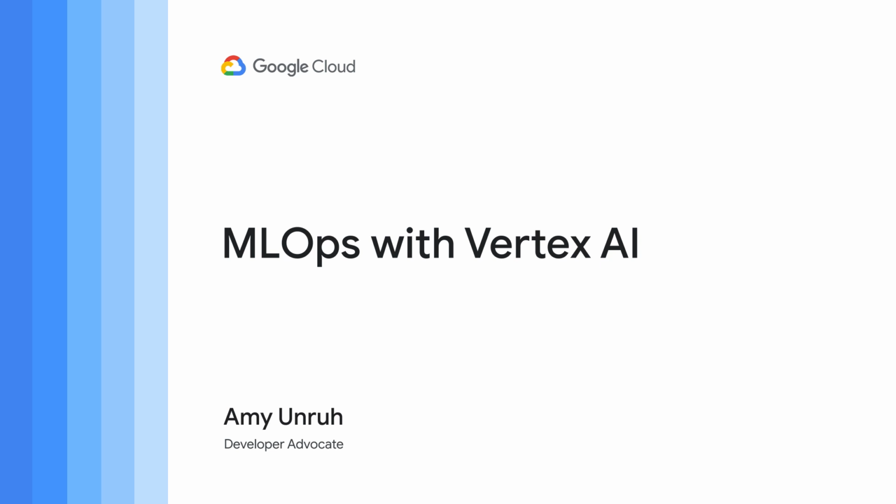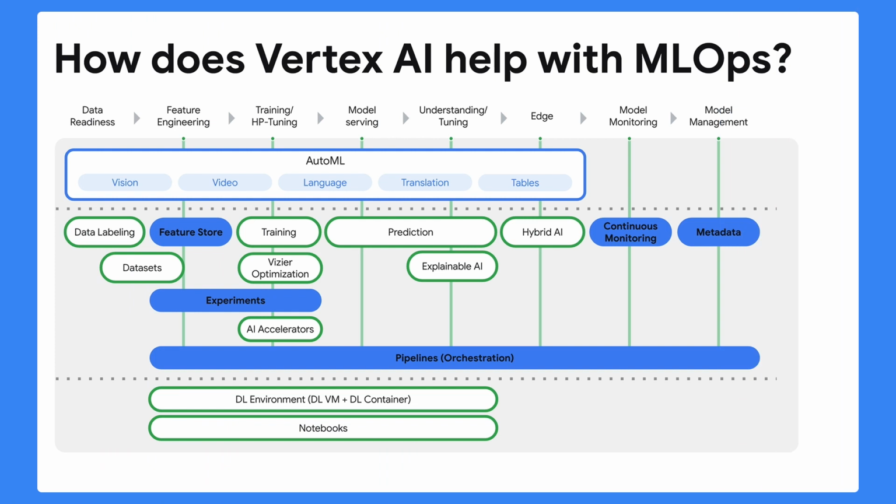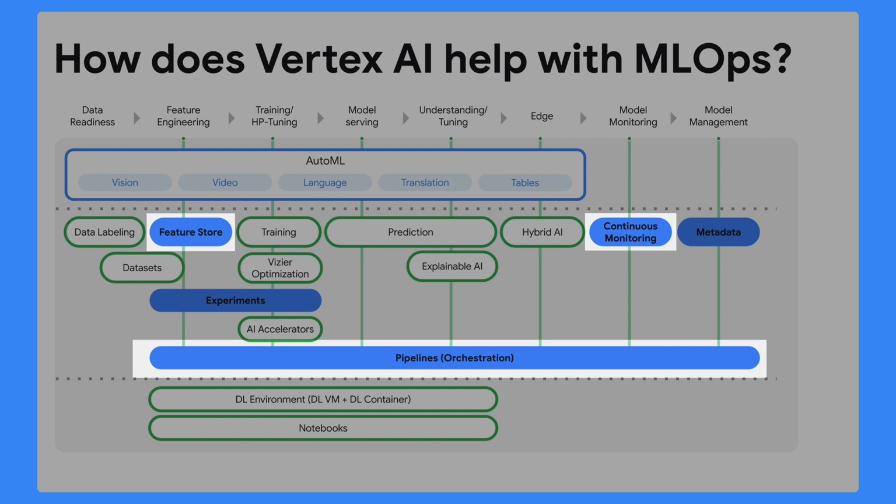Vertex AI is an end-to-end platform for machine learning development and deployment. It includes a suite of new products and services to support MLOps. I'll introduce some of the key pieces: Vertex Pipelines, Feature Store, and Model Monitoring.